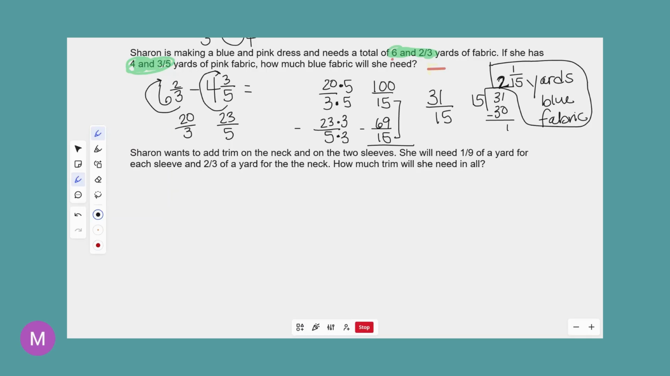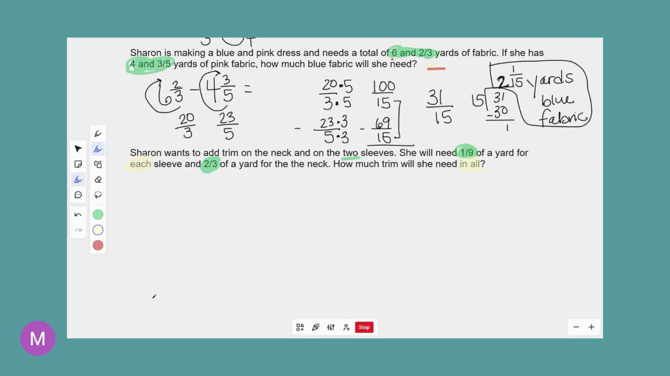All right. Last one. Sharon wants to add trim to the neck and on the 2 sleeves. So here's a number. I'm going to underline that one. She will need 1/9 of a yard for each sleeve, and 2/3 of a yard for the neck. How much trim will she need in all? So we see this keyword here, in all. And we also saw another one up here, each.